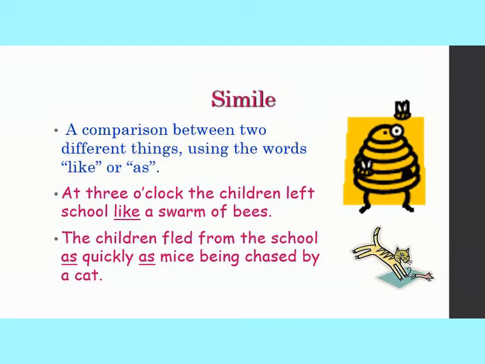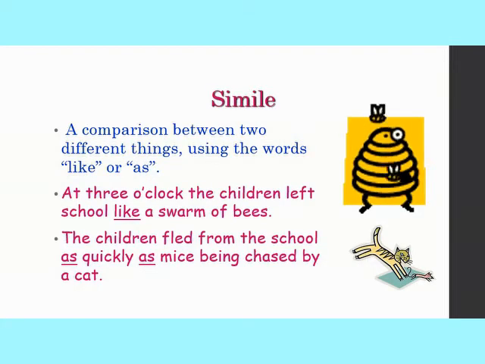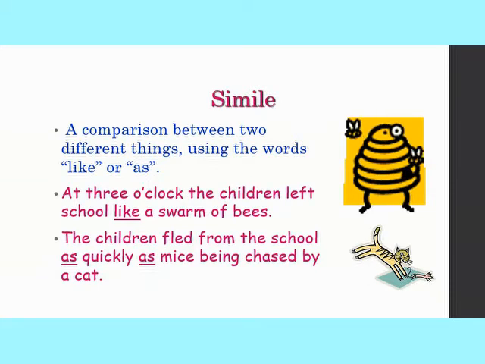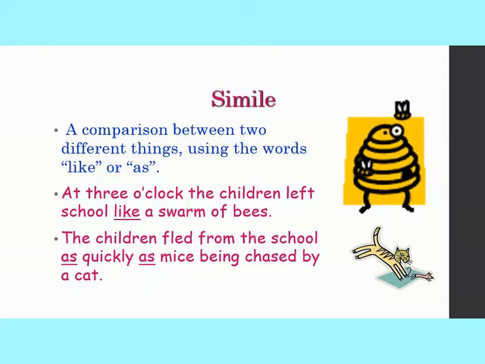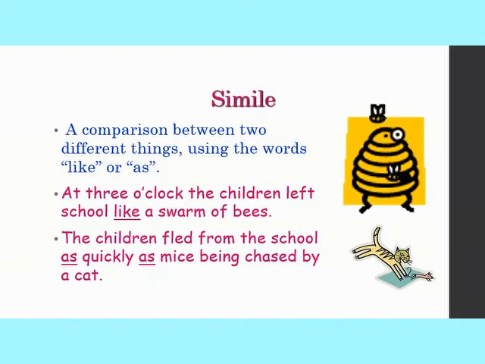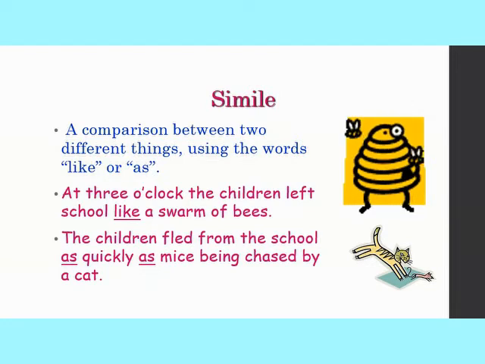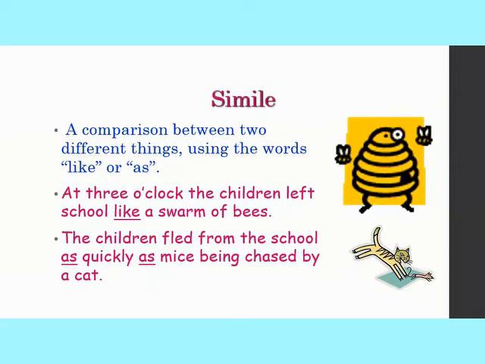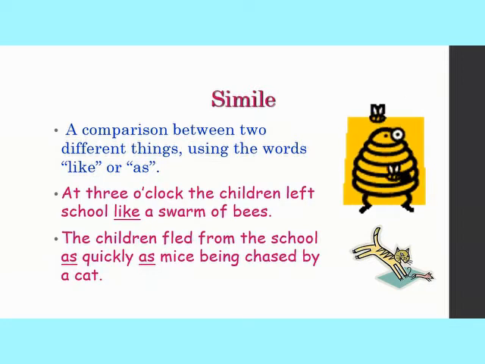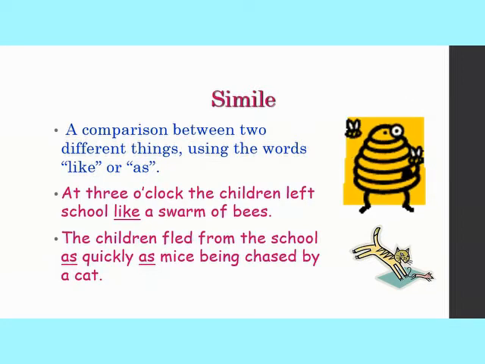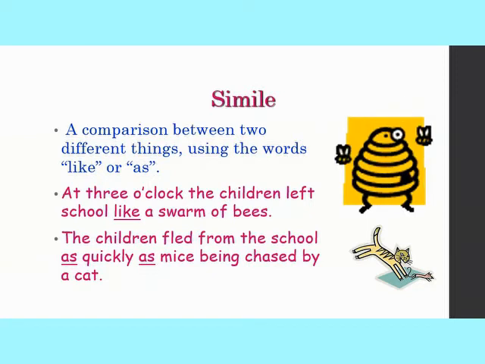A simile is a comparison between two things using the words like or as. At 3 o'clock, the children left the school like a swarm of bees. The children fled from the school as quickly as mice being chased by a cat. Okay, so the imagery is that if I just said at 3 o'clock the children left school, it's boring. Like a swarm of bees is comparing it, you get that image in your head, so you think, oh okay, that's how they're running off.